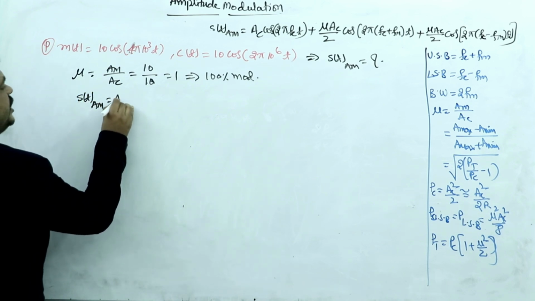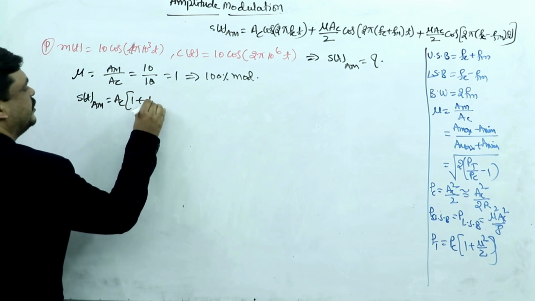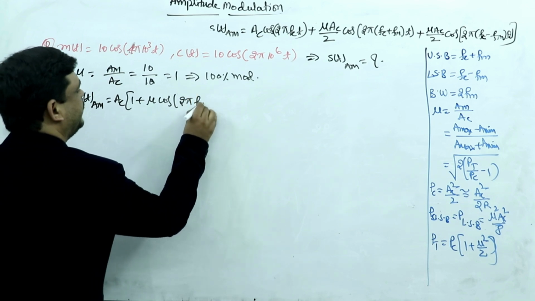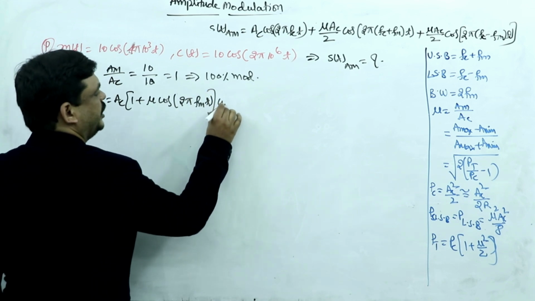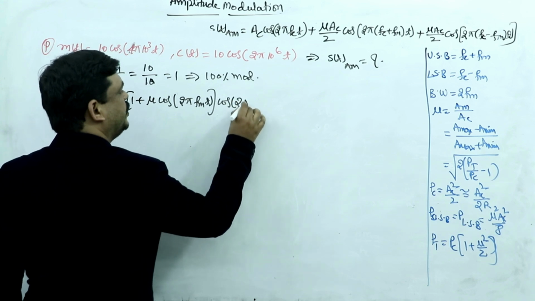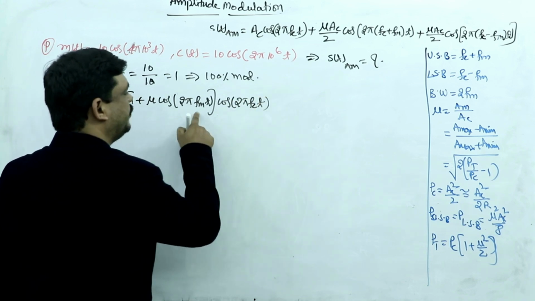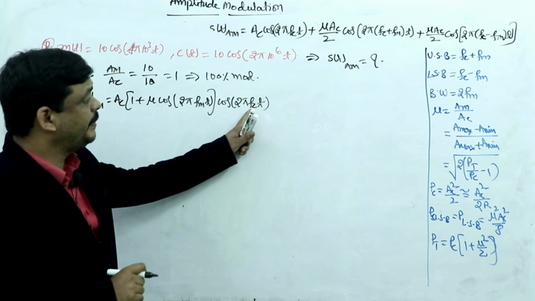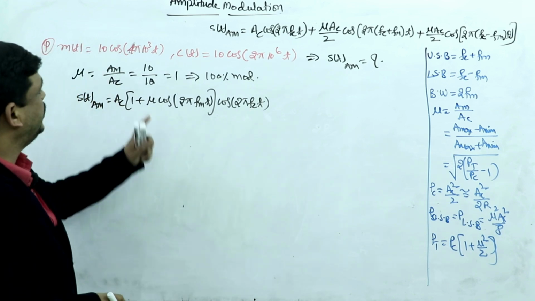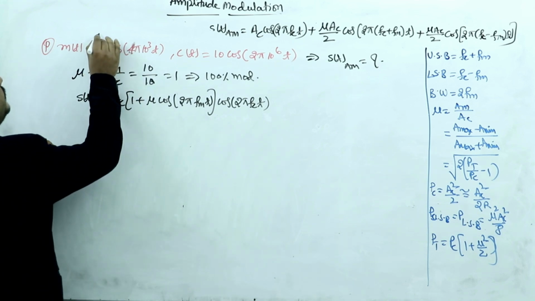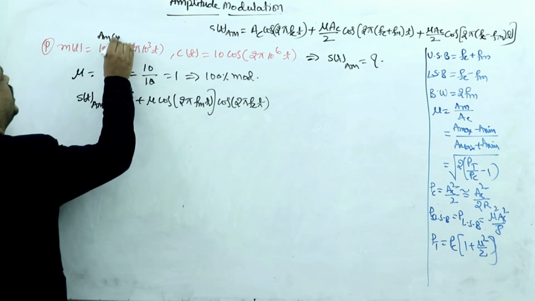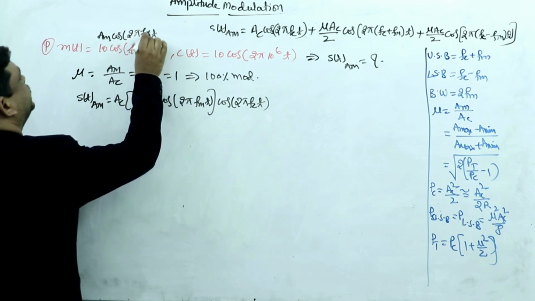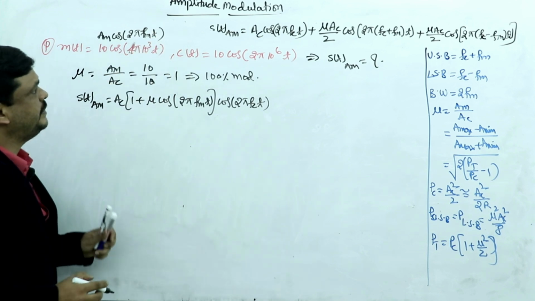AM modulated signal equation requires Ac into 1 plus mu into cos of 2 pi into Fm into t, into cos of 2 pi into Fc into t. So for that purpose we want the maximum frequency of the modulating signal and the maximum frequency of the carrier signal. Now just go through this one here. This is similar to the equation Am into cos of 2 pi into Fm into t, right? So please compare these two equations.